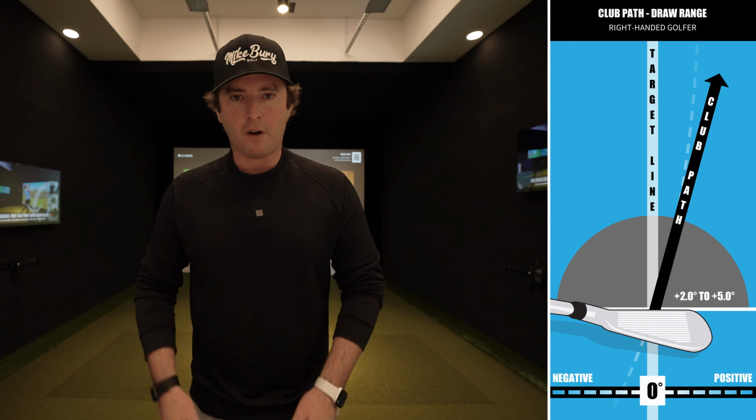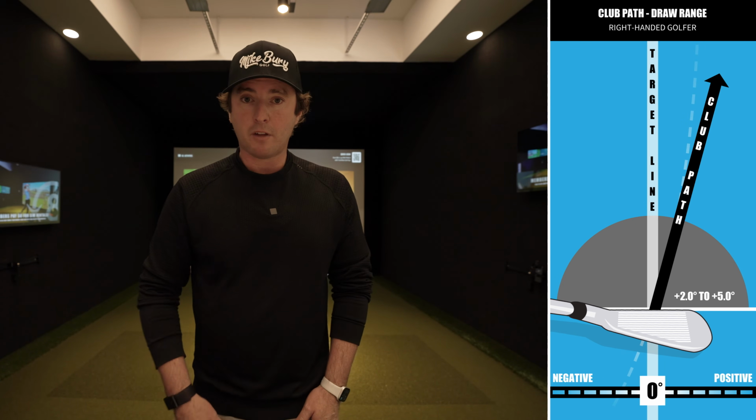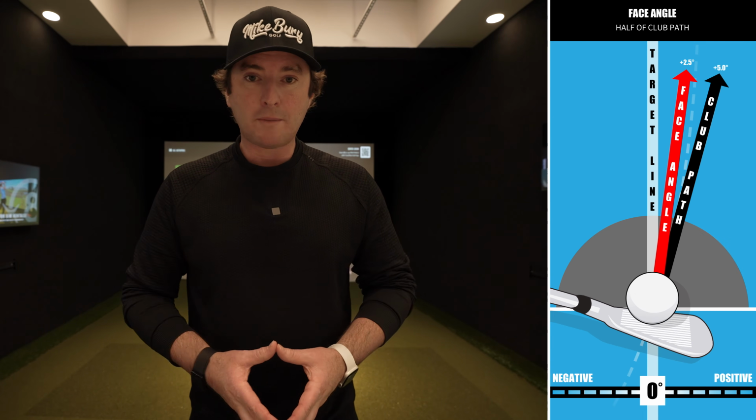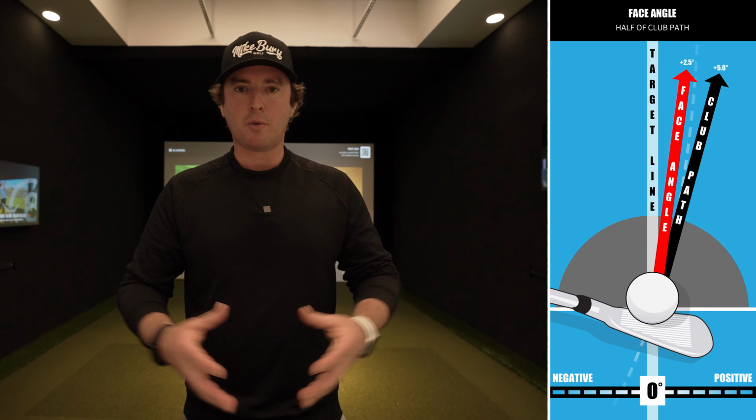The numbers I like to see on club path for a right-handed draw player are between +2 and +5 degrees. That would be the reverse for a lefty. It would be -2 to -5 degrees. Remember, face angle should always be half of the club path, assuming you hit the middle of the face.